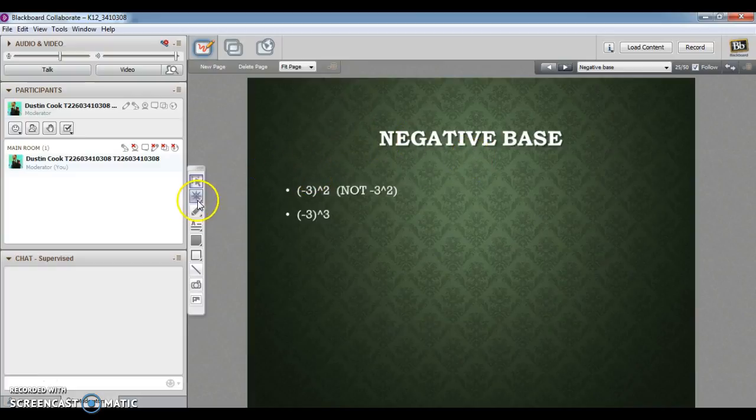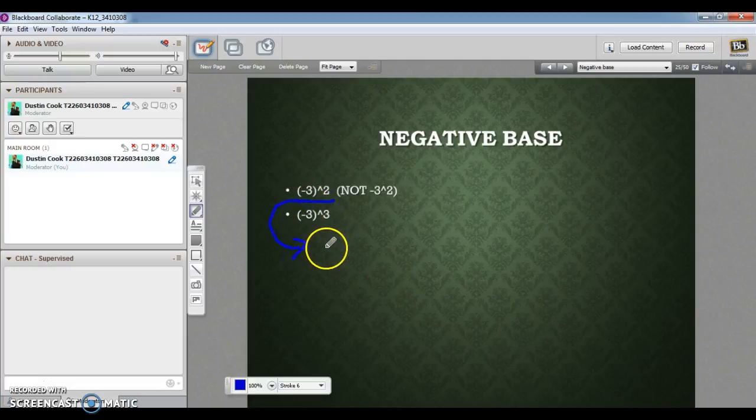First, a negative base. There's a huge difference between negative 3 raised to the power of 2 and a negative 3 raised to the power of 2. Verbally they kind of sound different, but these parentheses make a world of difference. Let me show you what this looks like expanded. So this one, over here, is negative 3 times negative 3 times negative 3. The negative stays with it if it's in the parentheses.